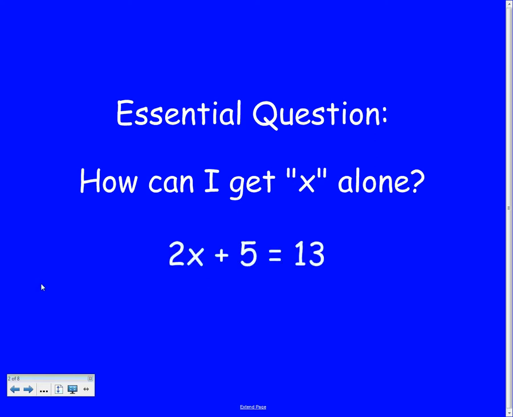Okay? So, given an equation, 2x plus 5 equals 13, how many of you know how to make x all by itself, or how to get x alone? And that's what we want to do. Of course, this equation here is a little bit more complex. We will get there eventually.